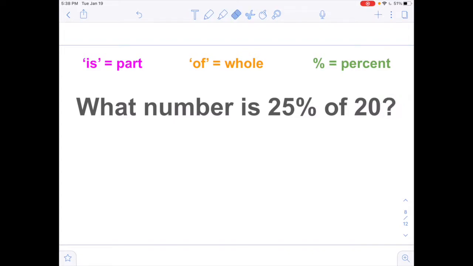I can see the word is. I'm going to grab my pink. I can see the word is, but if I highlight what comes after it, I see that it says 25 with the percent sign. That means that 25 cannot be the part, because if there's a percent sign, then it has to be the percent. So here's our percent, 25%. Right. Then we have the word of right after that, and there's our signal of 20.